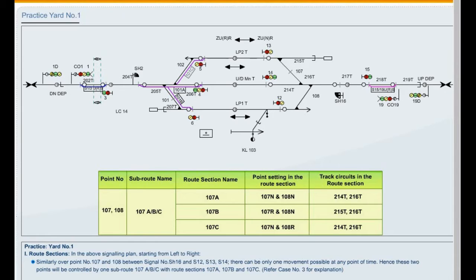Similarly, over point numbers 107 and 108 between signal number SH16 and S12, S13, S14, there can be only one movement possible at any point of time. Hence, these two points will be controlled by one subroute 107A by B by C with route sections 107A, 107B, 107C. Click on case number 3 for explanation.